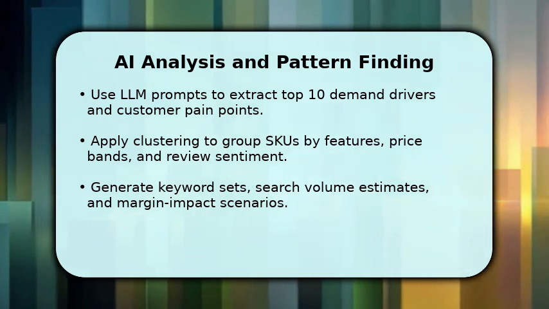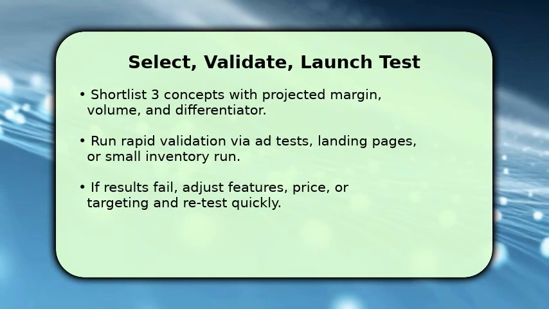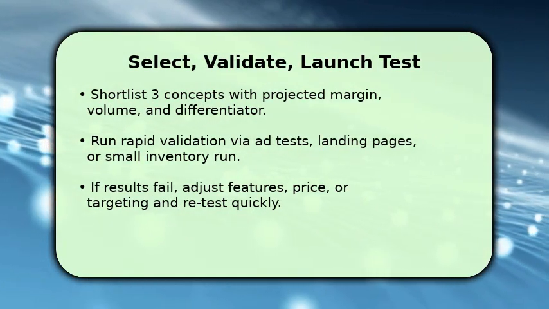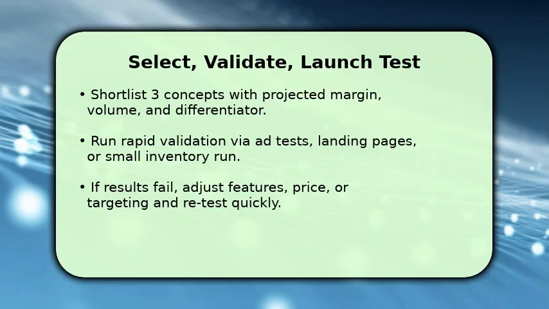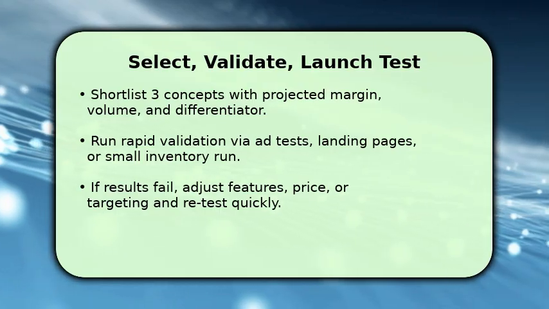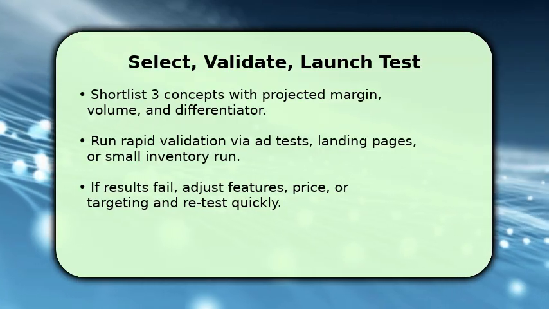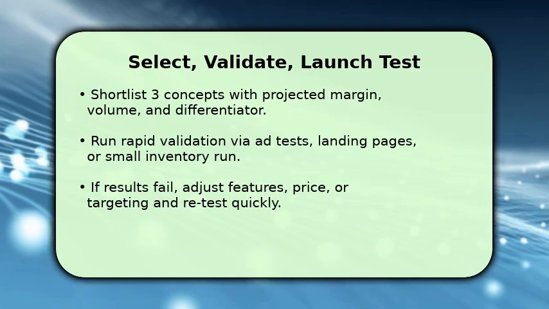You end by choosing 3 product concepts with clear projected margin, estimated volume, and a primary differentiator. Next, validate fast. Create simple ad tests, a landing page, or a small inventory pilot to confirm conversion and CPC assumptions. Once validated, prepare listings and scale.